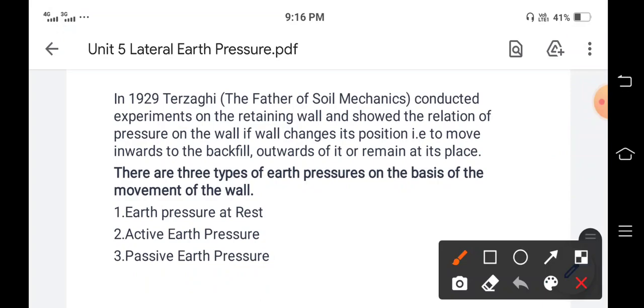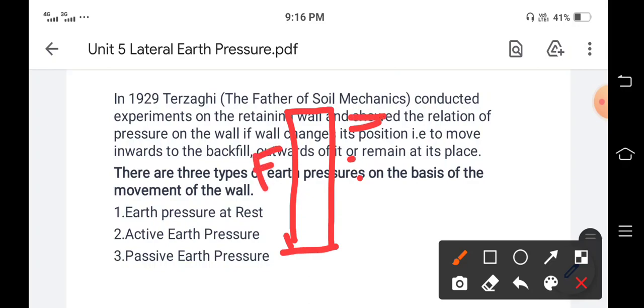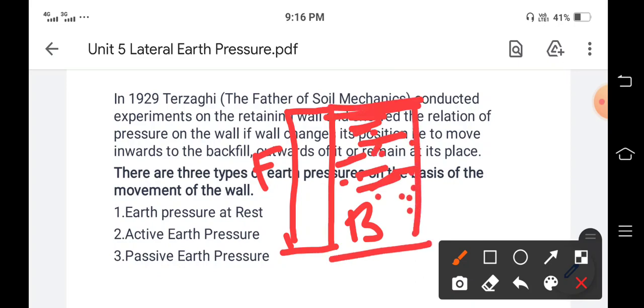So let us consider, suppose this is our wall. This is the front of the wall, and this is called the back of the wall. At the back of the wall there will be soil. Suppose this is the soil, which is called a backfill. Backfill means the material filled back of the wall.